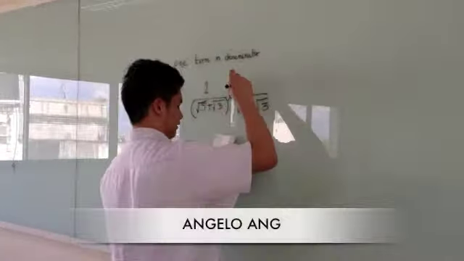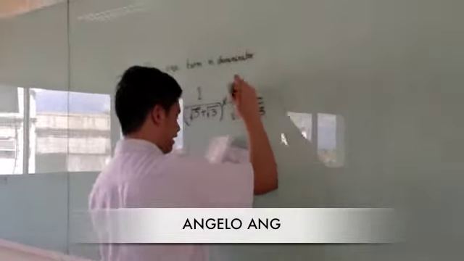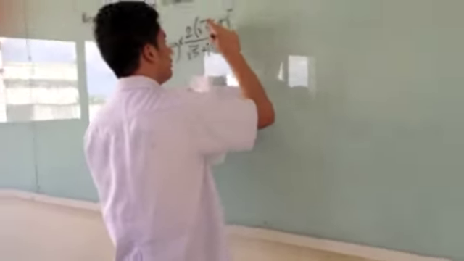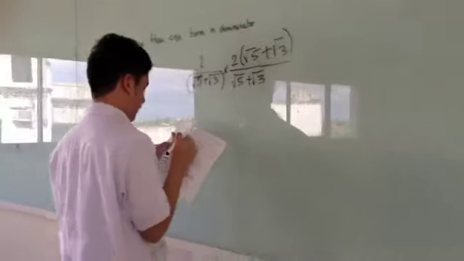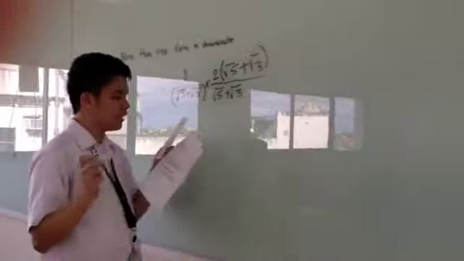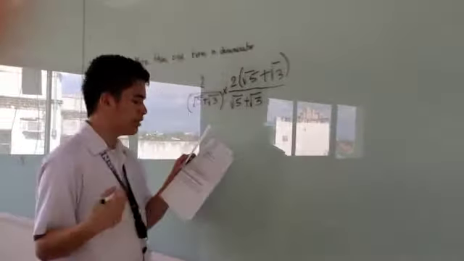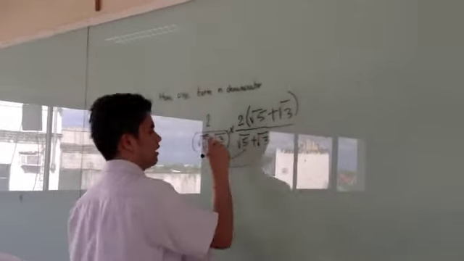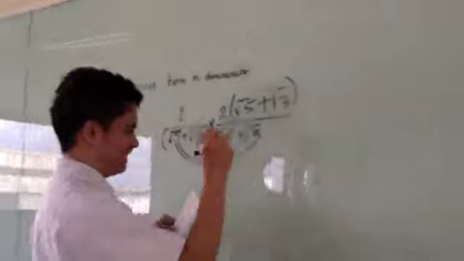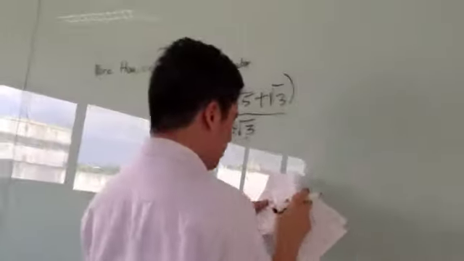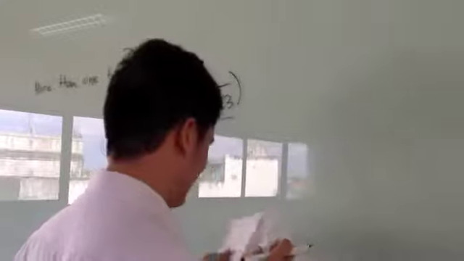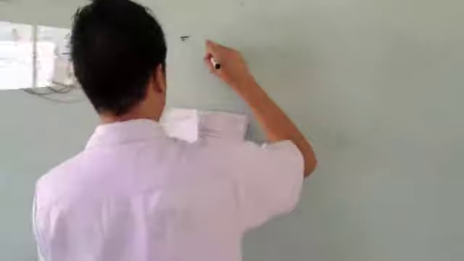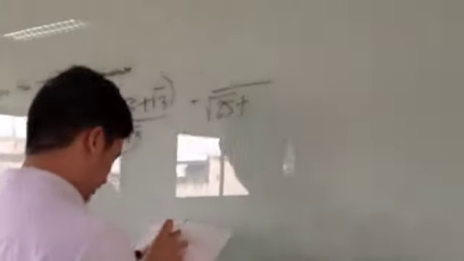So let's do this. 2 times the quantity square root of 5 conjugate square root of 3. So just like we did multiplying the binomials, multiply the first term and the second term, like this, and this, and this, and this. So simplify the denominator here the same way. So here's the answer.